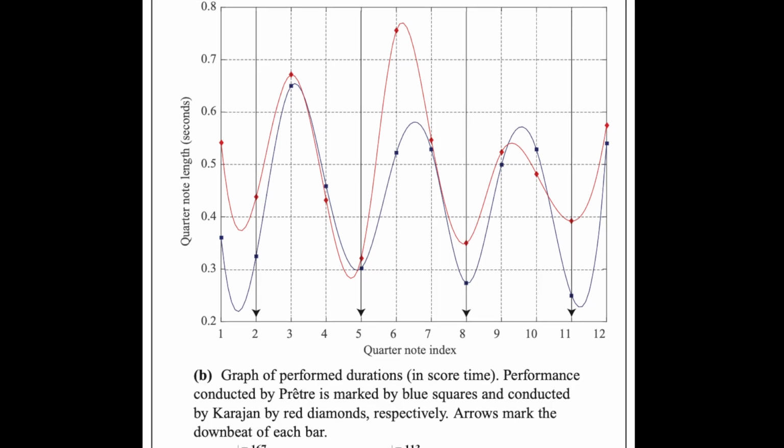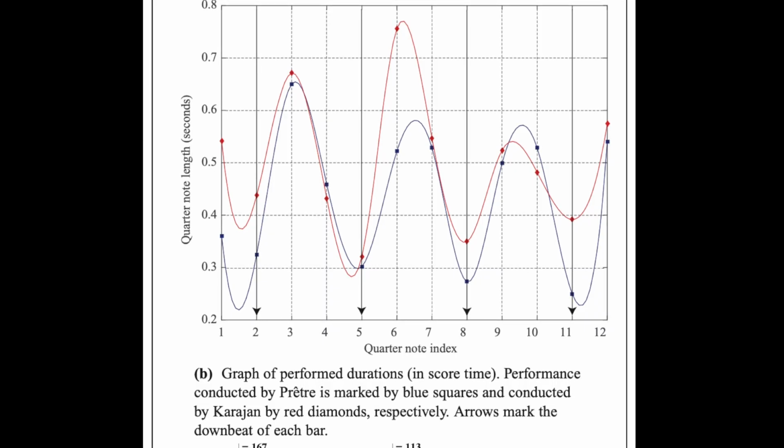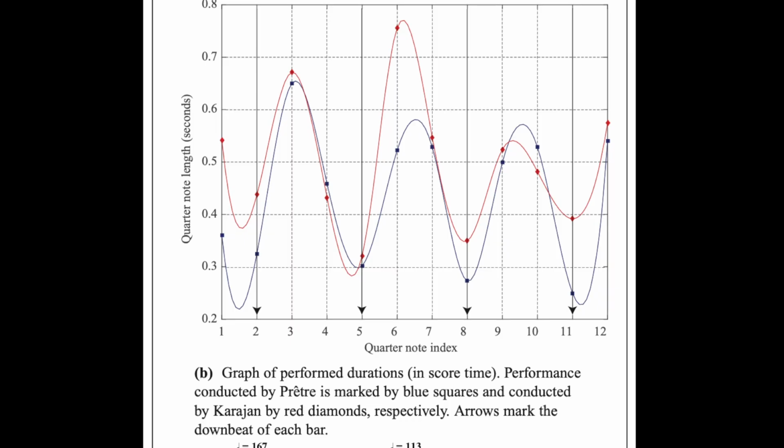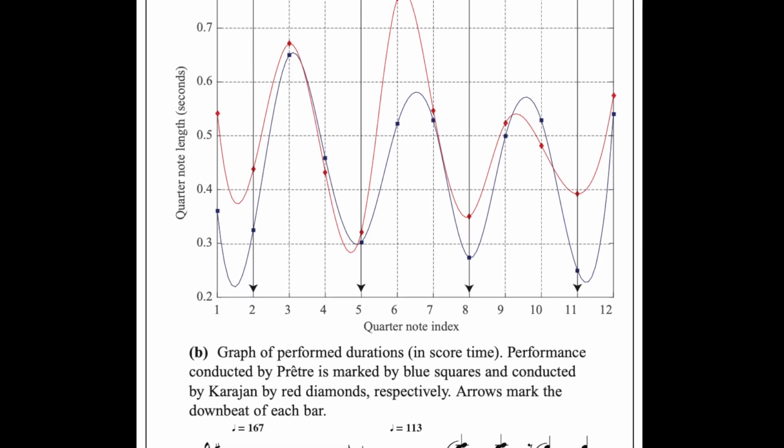The red triangles are from a performance conducted by Herbert von Karajan, one of the greatest conductors ever, and the blue squares from Georges Prétré, also no slouch. Look at the central bar from quarter note index 5 to index 8. Karajan's first beat, index 5, lasted just over 0.3 of a second, and his second beat lasted over 0.75 of a second, well over twice as long. The third beat, somewhere in the middle. You can see that both conductors are giving the second beat much more time than the others.